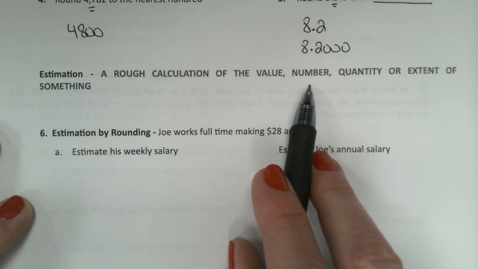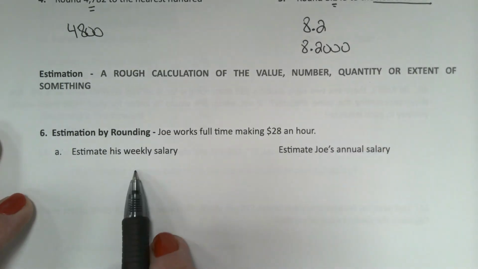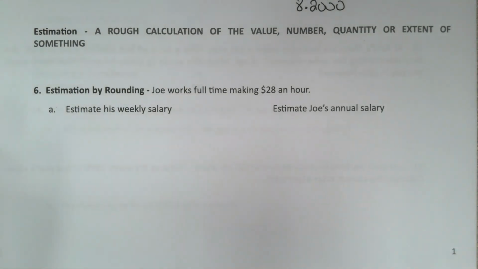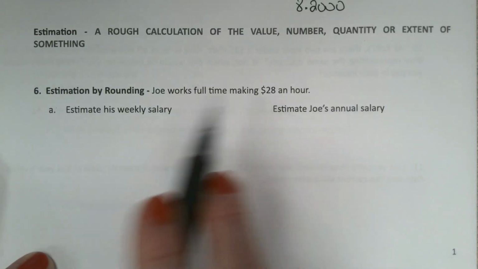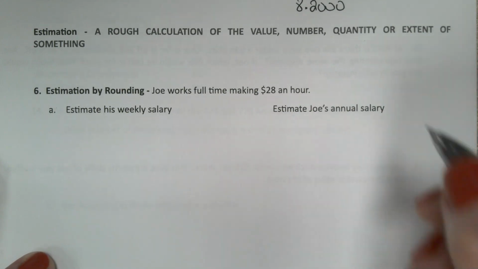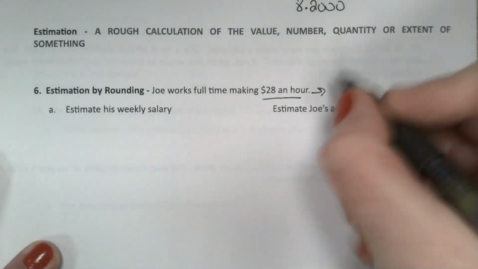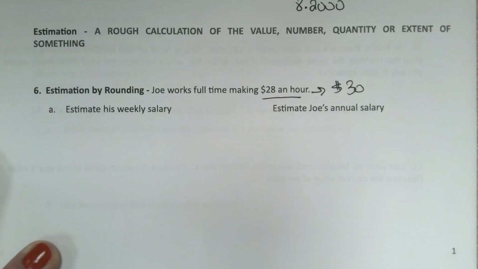Estimation is a rough calculation of the value, quantity, or extent of something. So sometimes we would like to estimate someone's salary, or we would like to estimate the cost of something, and we don't want to pull out our calculator. We just kind of want to do a rough estimate. So Joe works full-time, making $28 an hour. Estimate his weekly salary. All right, so if he makes $28 an hour, I would probably round to 30 for estimation purposes.